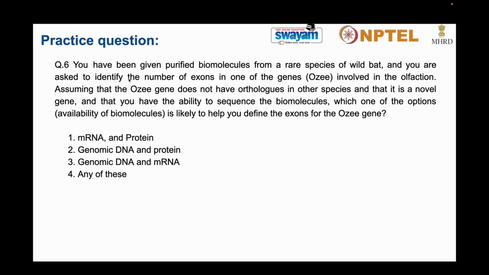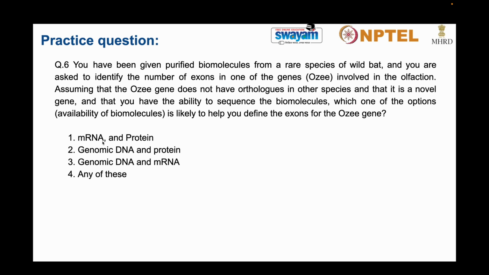So this question says you have been given purified biomolecules from a rare species of wild bat, and you are asked to identify the number of exons in one of the genes, OZ, involved in olfaction. Assume that the OZ gene does not have orthologs in other species, that it is a novel gene, and that you have the ability to sequence the biomolecules. Which one of the options of availability of biomolecules is likely to help you define the exons for the OZ gene?